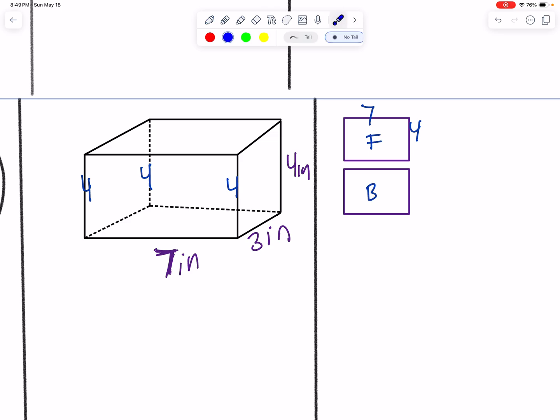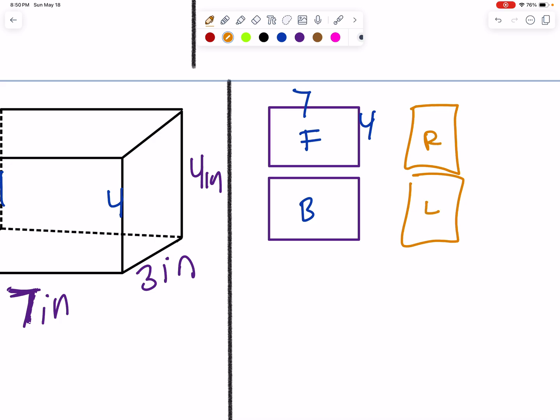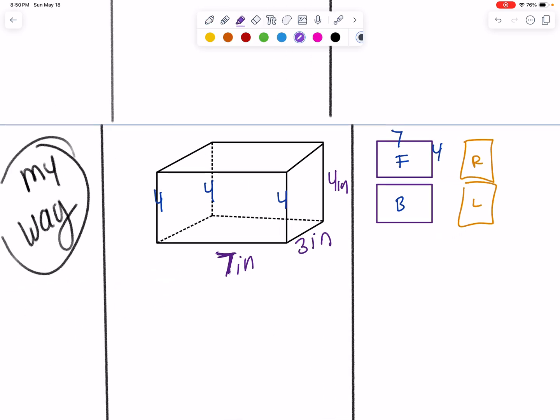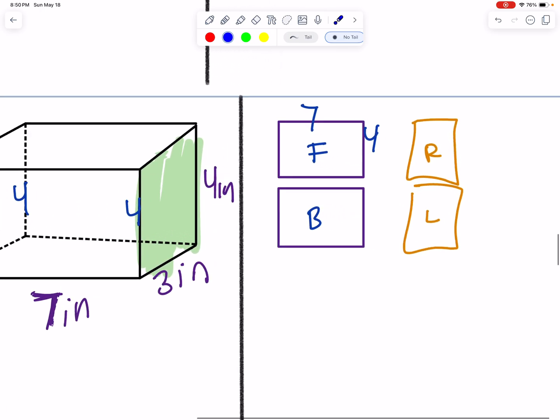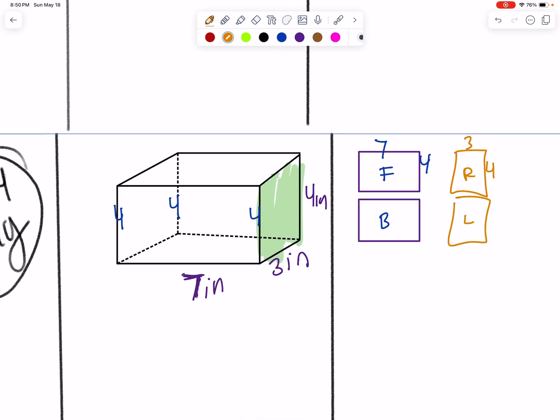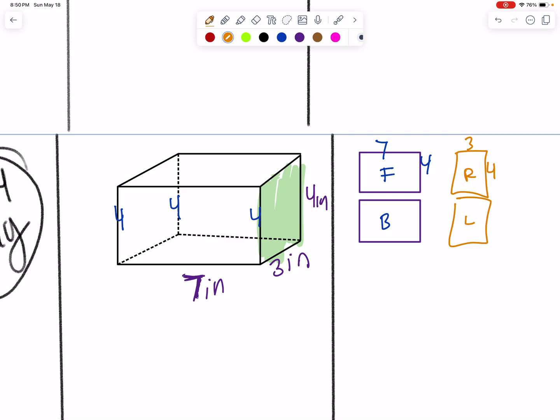Okay, then I'm going to focus on the right and the left, okay? So I'm literally going to draw 2 other ones that go right and left. So I'm going to put right and left. Those are my sides. So then I go over here and I'm like, oh, what are my right and left? Well, if I look at this, this is a 4 by 3. This is a 4 by 3. 4, 4, 4, 4, 3, 3, 3, 3. All right, so that is a 4 by 3. And they're both 4 by 3. And I have my front, back, right, left.